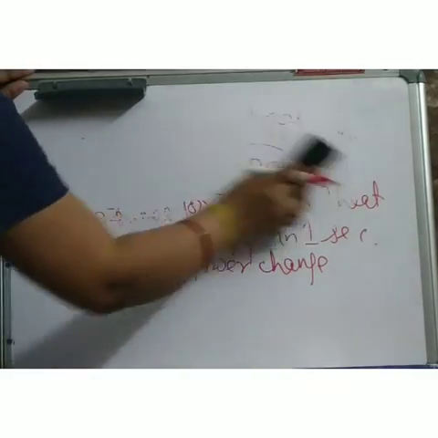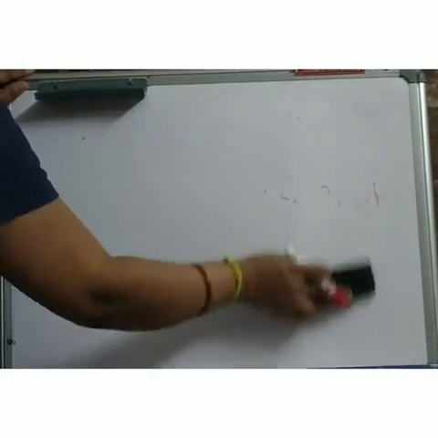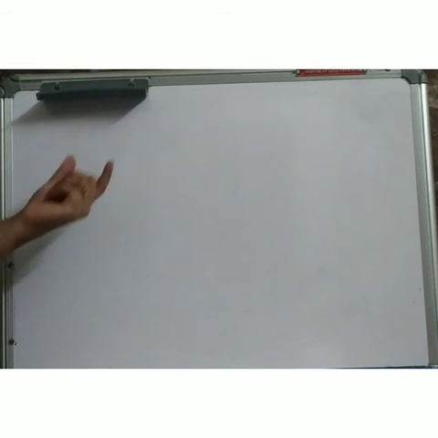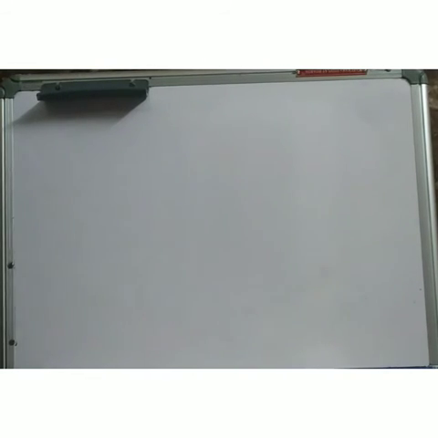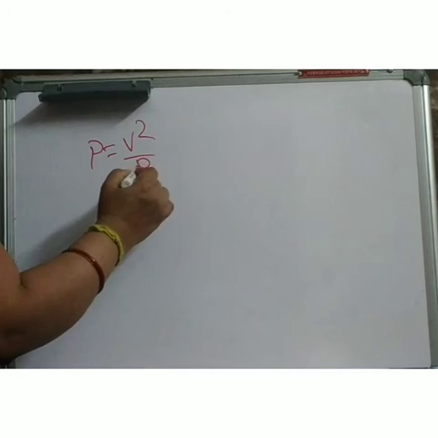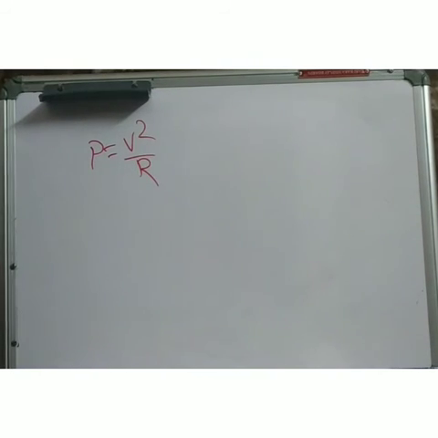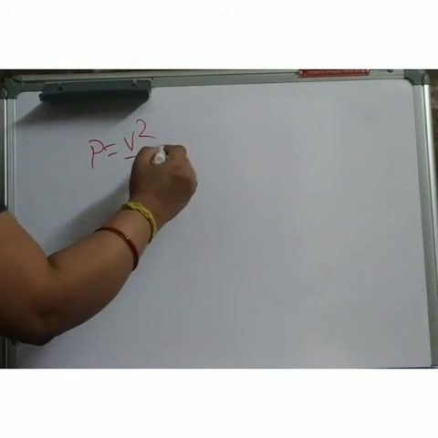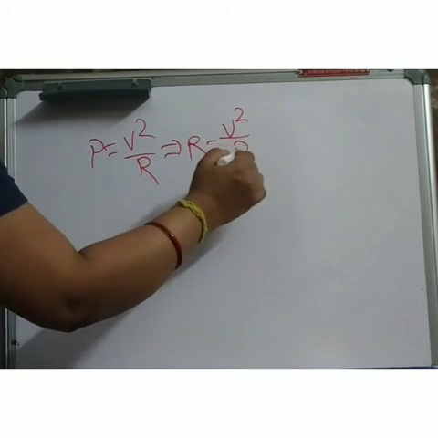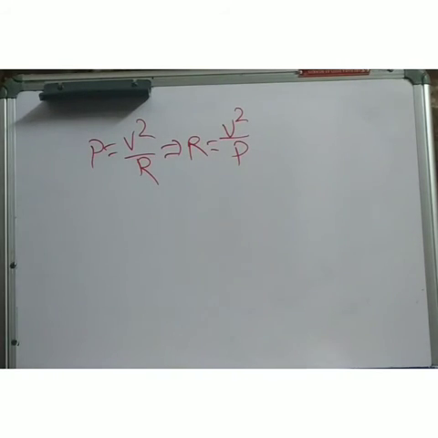Now, what information is this power rating giving to us? We'll try to understand. You know P is equal to V square by R. This we have also discussed. So what is your R now? R is resistance. So R is equal to V square by P.